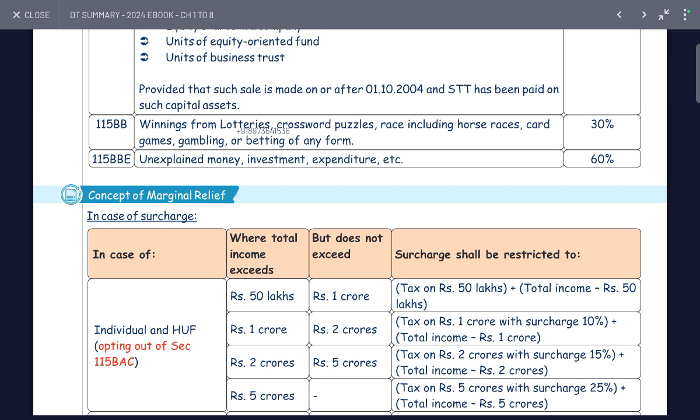Section 115BB. Winnings from lottery, crossword puzzles, races including horse race, card games, gambling, betting from farms 30%. Section 115BBE: unexplained income, investment, expenditure 60%.